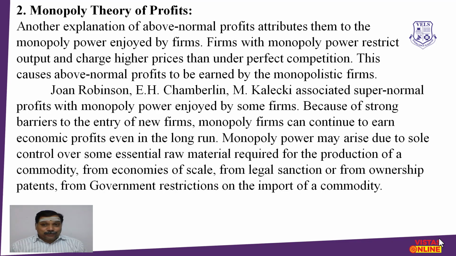A firm with monopoly power restricts the output and charges a higher price than under perfect competition. This causes above normal profit to be earned in the monopolistic firm. Many economists like Joan Robinson, E.H. Chamberlin and Kalecki say that there is super normal profit with the monopoly power enjoyed by some firms because of strong barriers to entry of new firms, because a monopoly will not allow others to enter. The monopoly firm can continue to earn the economic profit even in the long run.